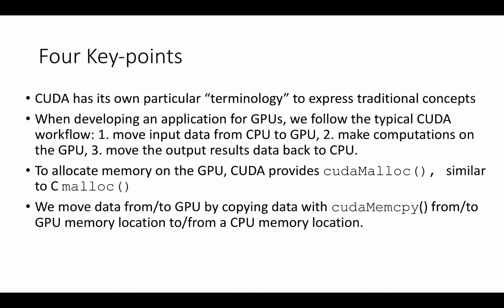In this lecture, I want to introduce the CUDA terminology and workflow and describe how to move data between GPU and CPU memories. I would like to stress 4 main points. First, CUDA has its own particular terms to express traditional concepts. Second, to develop an application to run on a GPU, we will follow the CUDA workflow that consists of 3 phases: move data to the GPU, compute on the GPU, and move back the results to the CPU. The third point is that we use CUDA malloc to allocate memory on the GPU. Finally, as a fourth point, moving data between GPU and CPU and vice versa is achieved by copying from a GPU memory location to a CPU memory location with a CUDA memcopy.